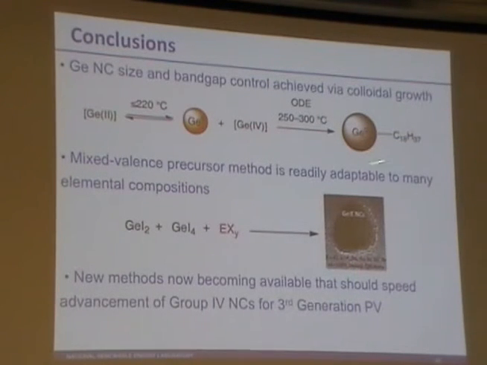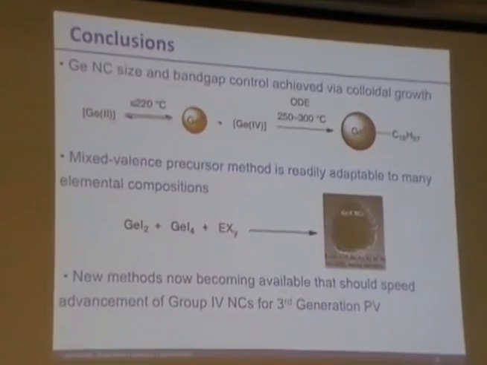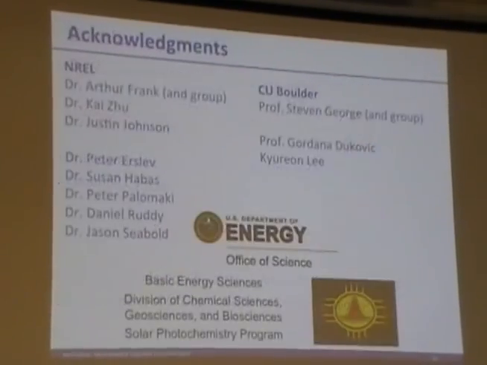And so we've shown in our group that we can have size and bandgap control of our germanium nanocrystals, and that we can extend this to a whole range of doped samples, and that hopefully new methods are coming about, and I've shown you some, that will allow us to speed the advancements in group 4 nanocrystals for 3rd generation PV. So thanks very much. Any questions? Questions?